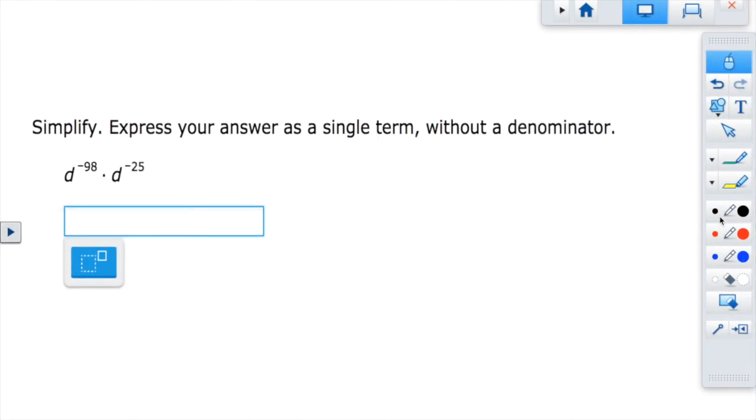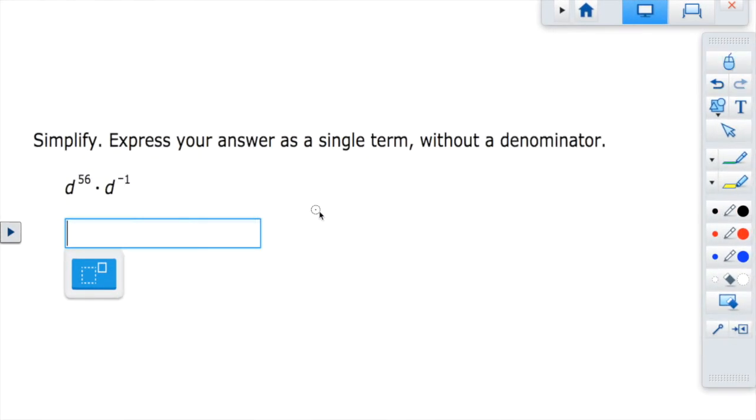Two negatives once again, but we know how to handle that. Our base is d, negative 98 plus negative 25. Maybe you want to put the second one in parentheses so you can distinguish your negative sign. Two negatives, same sign, we add and keep the sign. So this is going to be d to the negative 123rd power.